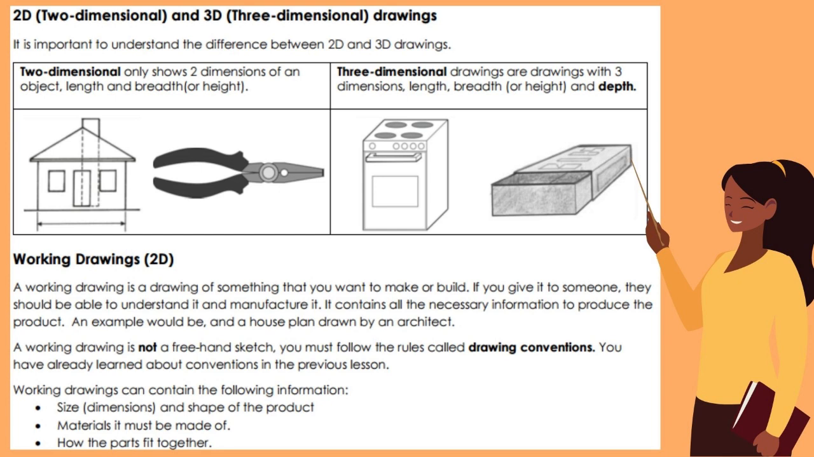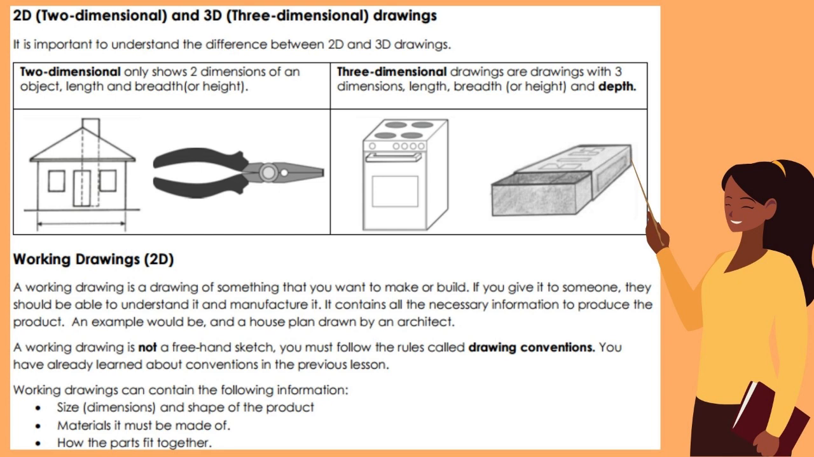Working drawings, 2D. A working drawing is a drawing of something that you want to make or build. If you give it to someone, they should be able to understand it and manufacture it. It contains all the necessary information to produce the product. An example would be a house plan drawn by an architect.